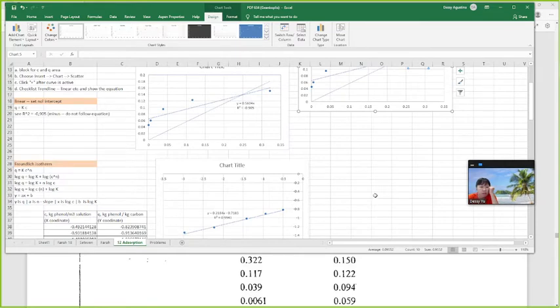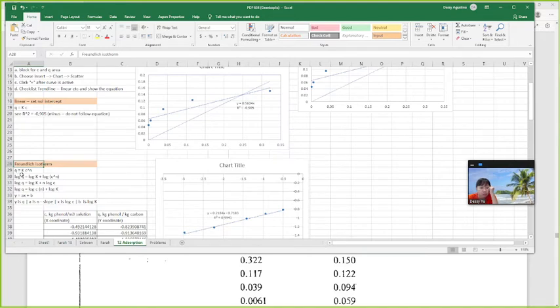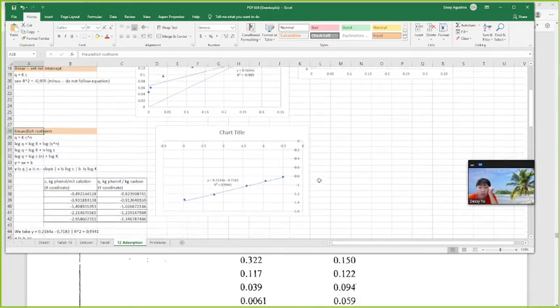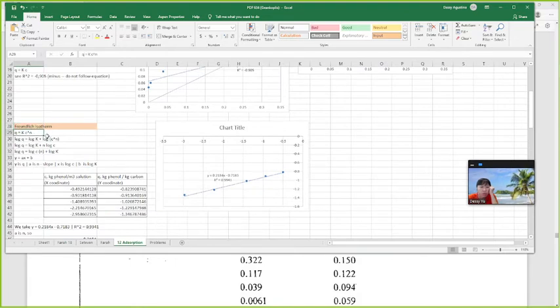The second equation is the Freundlich isotherm, Q equals K C to the power N. If you just take this equation, we cannot solve this problem, so you have to derive it using logarithmic properties. So log Q is log K plus log C to the power N, which becomes log Q equals N log C plus log K. This is the logarithmic property.